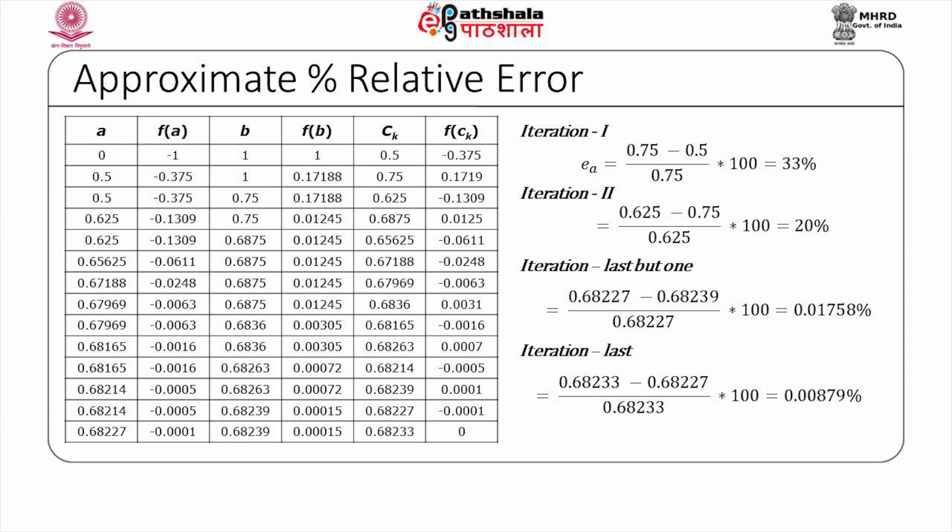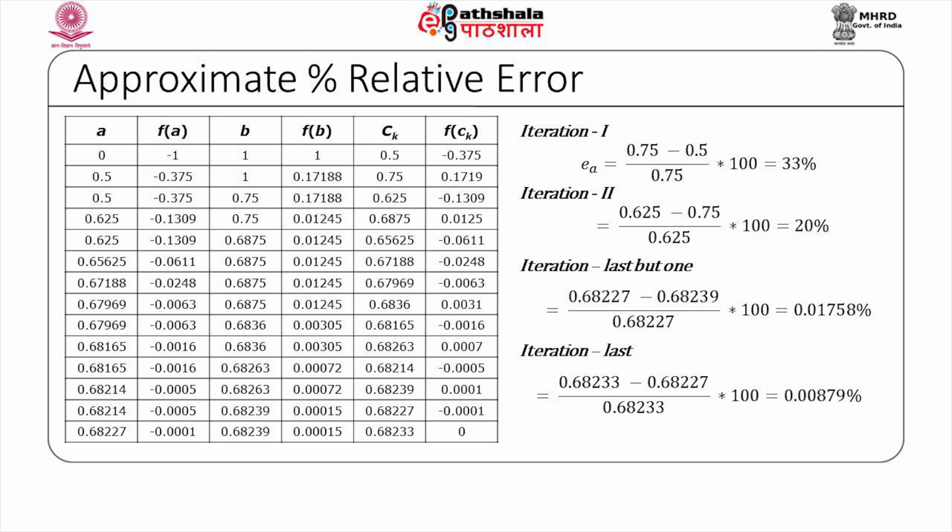After the first iteration, 0.75 becomes the current value, and 0.5 of the previous iteration is the approximate value. So, the numerator is the approximate error, 0.75 minus 0.5, divided by the current estimate, which is 0.75. So, 0.25 upon 0.75 is 1 upon 3, into 100. So, the approximate percentage relative error is 33% after the first iteration.